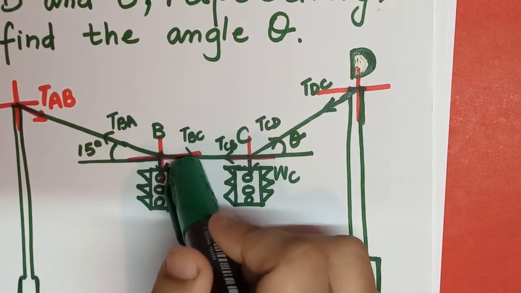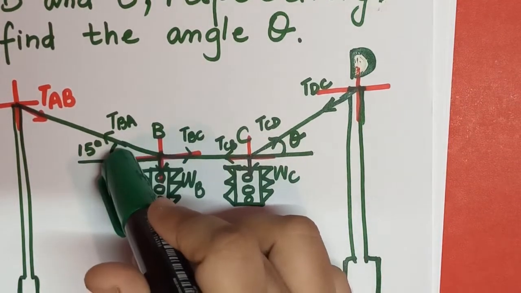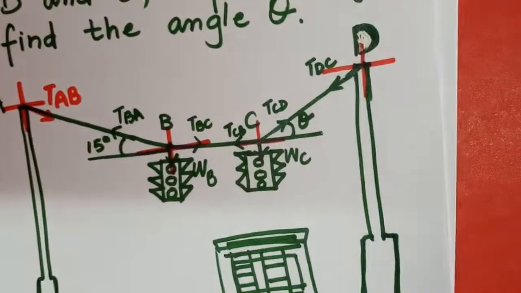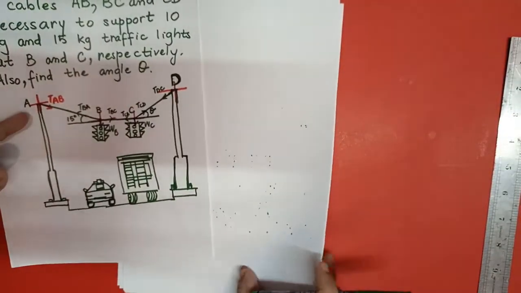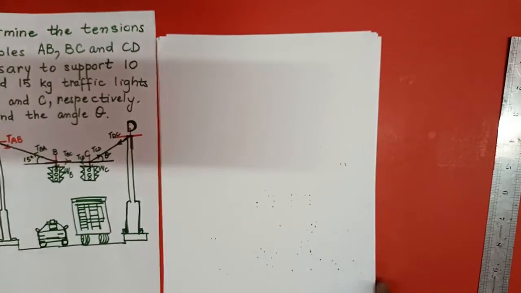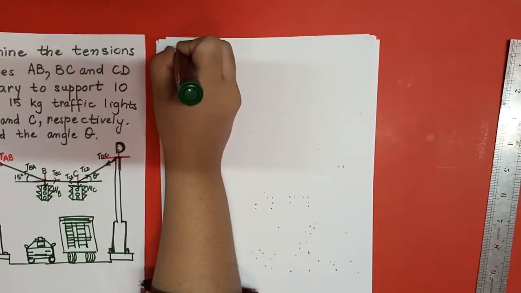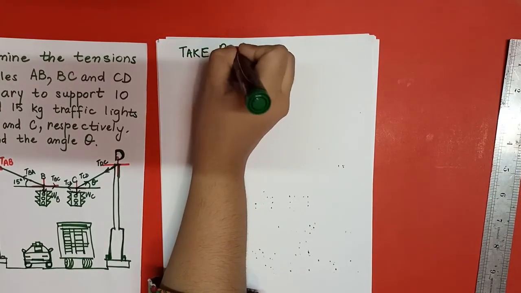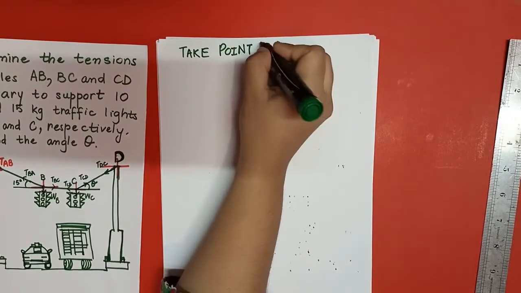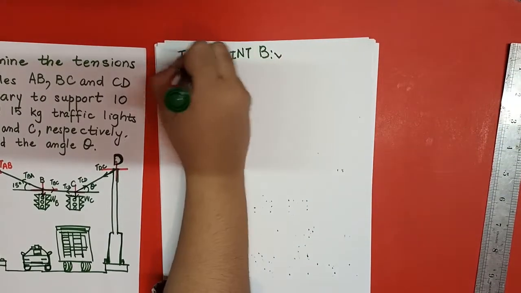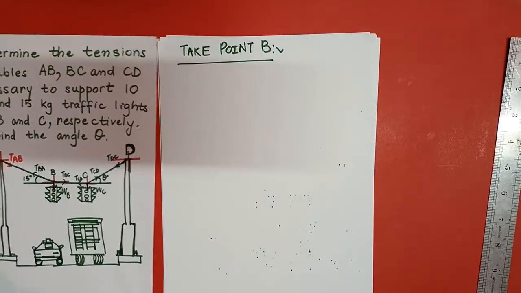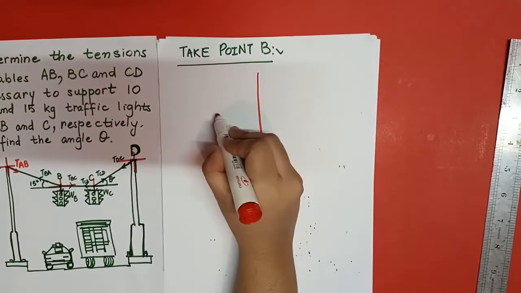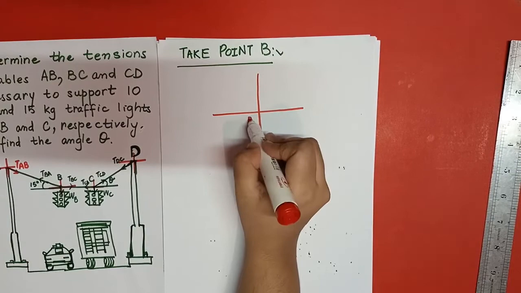So we will be able to find the tensions in BC and BA. What we have to do first is isolate point B and draw its free body diagram. So how can we draw the free body diagram? We should take point B here, and draw axes here, and you know this is point B.